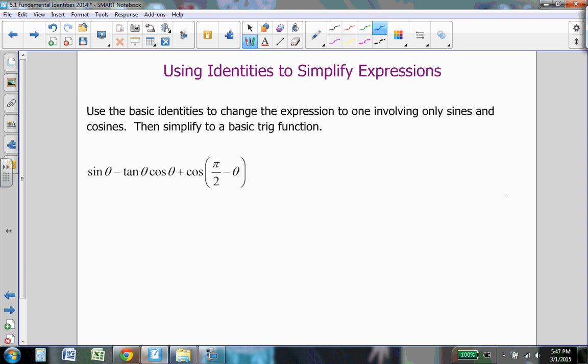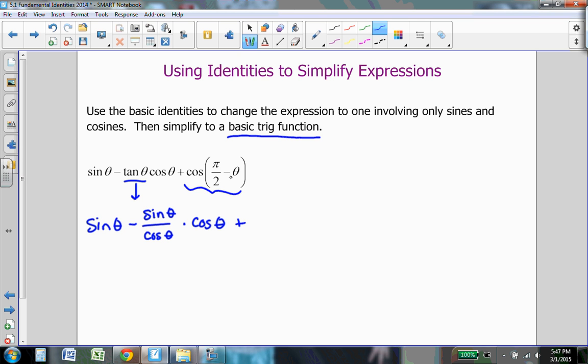Right now we're going to simplify this as much as possible, looking at each piece, and going to get it to a basic trig function. Usually we'll simplify down to just a single thing. Sine, there's not really a whole lot you can do with. Tangent, well, we can replace that with sine over cosine. So this is the sine of theta minus the sine over the cosine times the cosine. And it would be nice to have everything in the same angle.